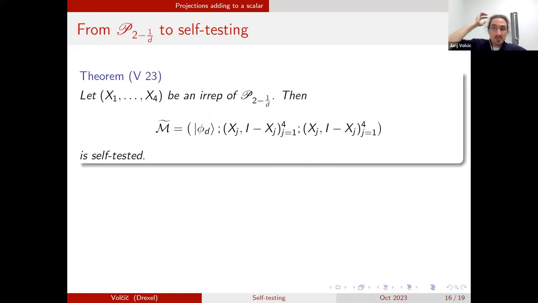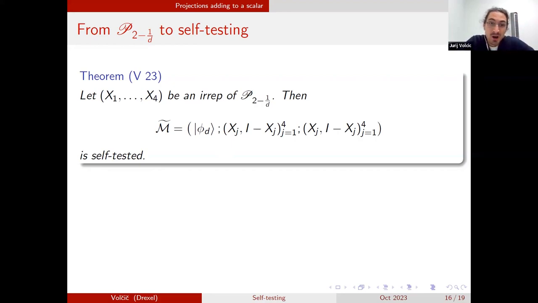Okay, so for the maximally entangled state, this is now the strategy. How do you get a self-testing model for the D-dimensional maximally entangled state? You take the building block for this parameter lambda equals 2 minus 1 over d, and this is your model. You take the state. These are projective measurements for the first party. These are projective measurements for the second party.